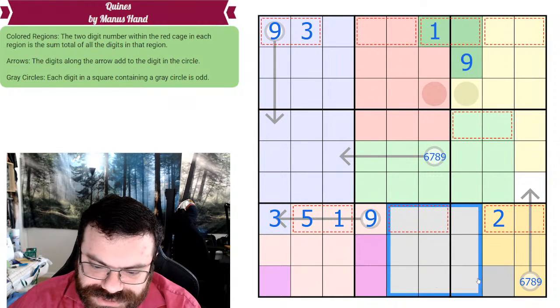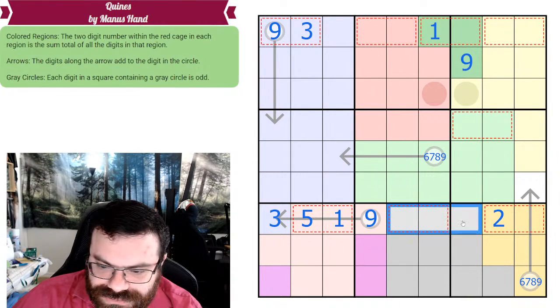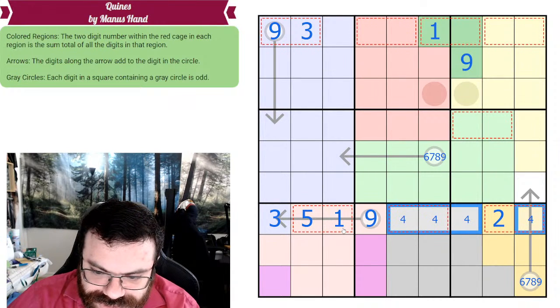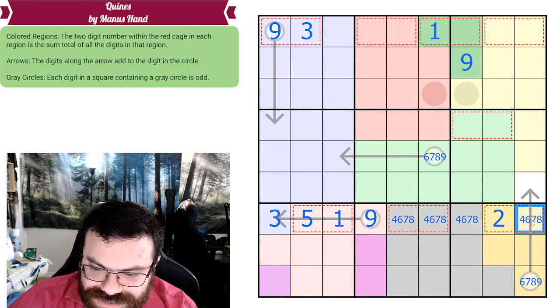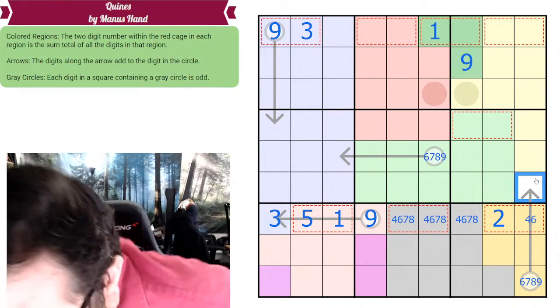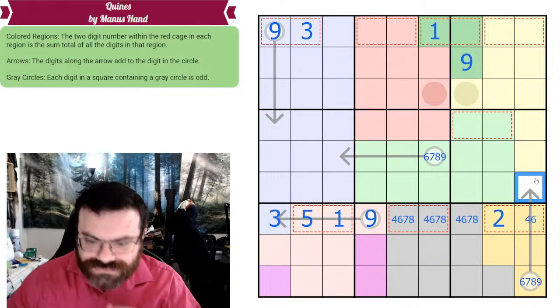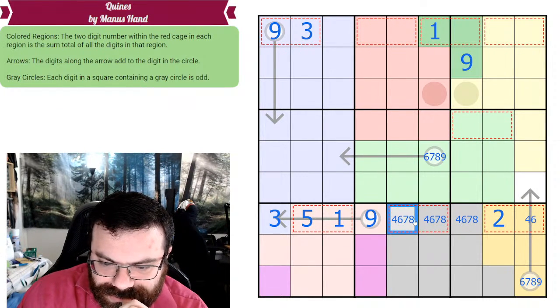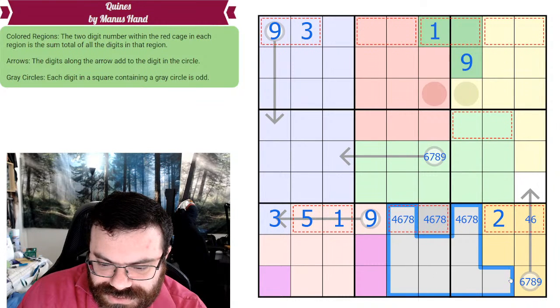So let's look at the gray region next. I'm actually just gonna candidate this so I know what I'm dealing with. 1, 2, 3, 4, 6, 7, 8. This is obviously not a 7 or an 8. We can't put a 2. Well, we could put a 2 on the arrow right there. We may have to. We'll see. So what's our minimum for this?